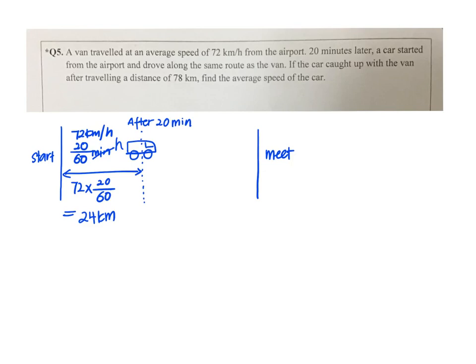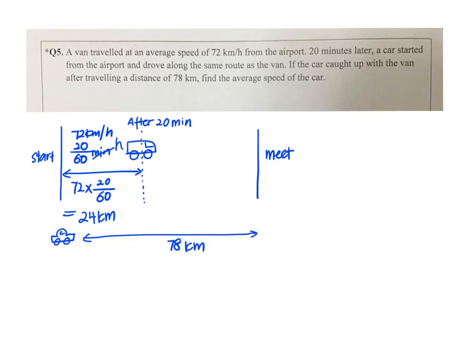And then the car started. So let me draw a car. So now this car started. Okay, and then it caught up with the van after traveling a distance of 78 kilometers. So what is the remaining time? Okay, find the average speed of the car.